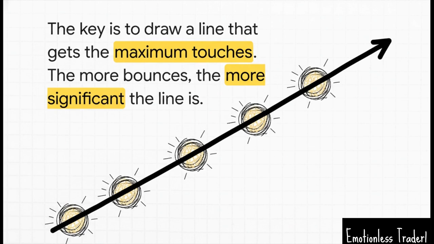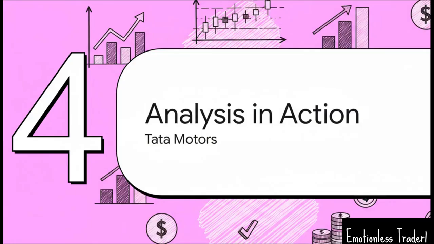So how do you know if your line is logical? The key is to connect the maximum number of points. The more times the price comes down and touches or bounces off your line, the more significant that line is. It proves other traders are seeing the exact same thing. All right, enough theory. Let's get our hands dirty and see how this all works in the real world. We're going to apply our 3-step plan to an actual stock chart for Tata Motors.